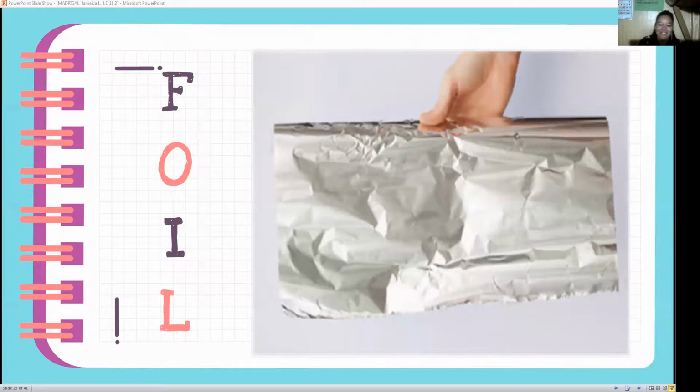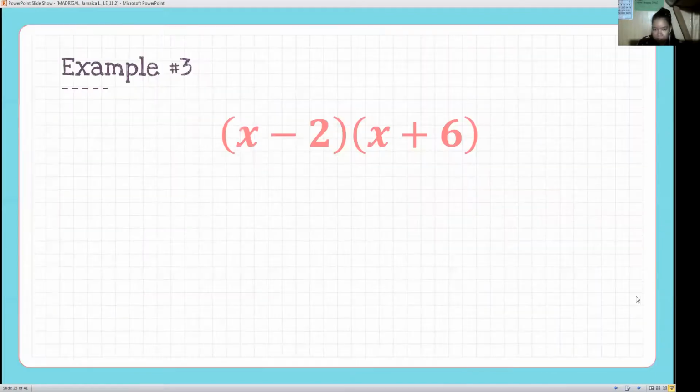This one? No. Not this kind of foil, but hopefully, thinking of this picture will help us remember to use the FOIL method. We are going to use a simple example involving two binomials to explain what FOIL is. Suppose that we have the expression x minus 2 and x plus 6.